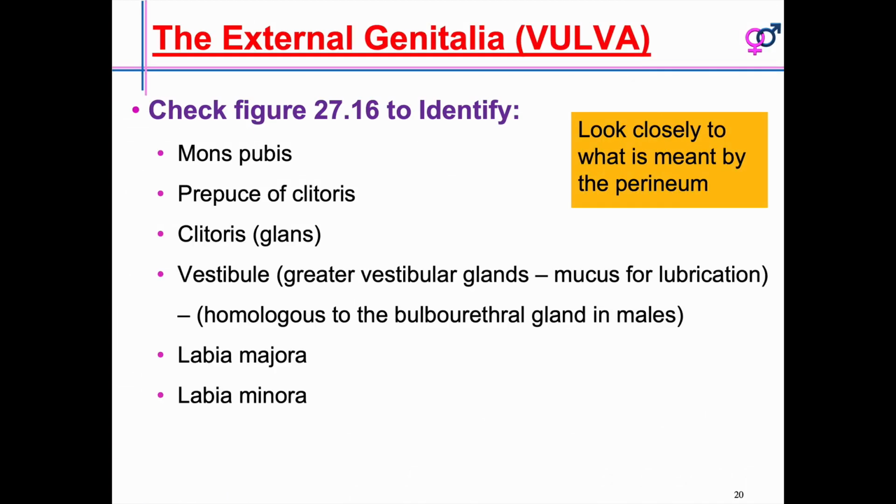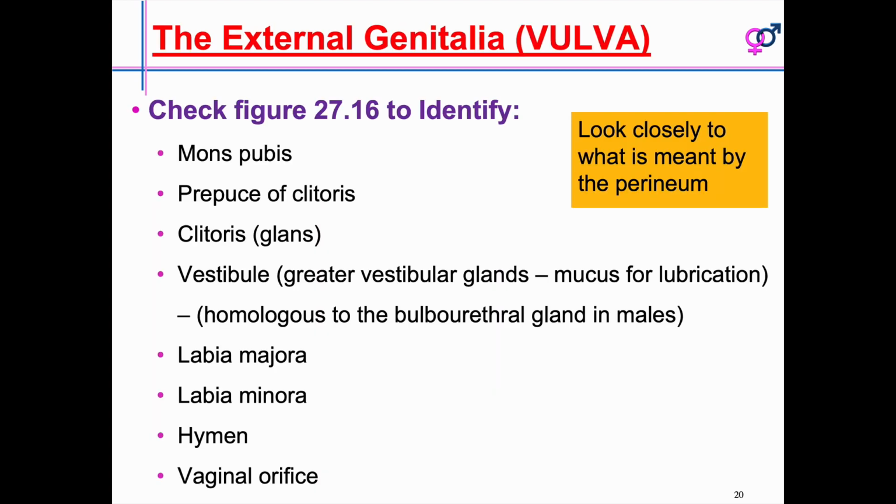Let's go to the external genitalia. So we call it the vulva. You know what, there are the mons pubis, then the clitoris, that is compared to the glans penis of the male. So in the male, the scrotal sac is present. That scrotal sac folds and forms the labia majora and labia minora in the female.